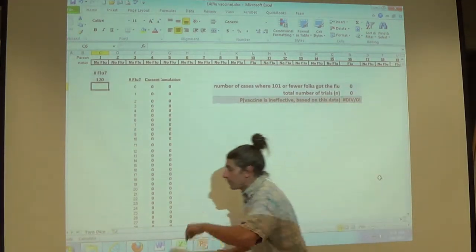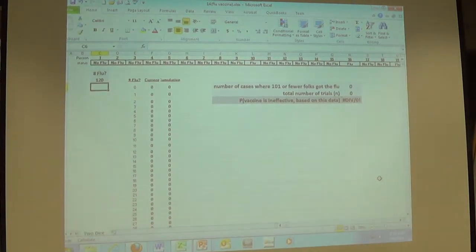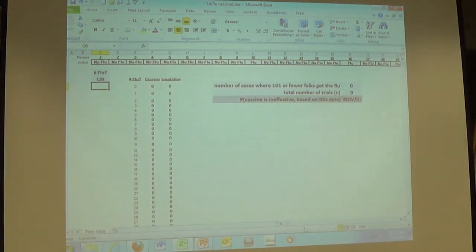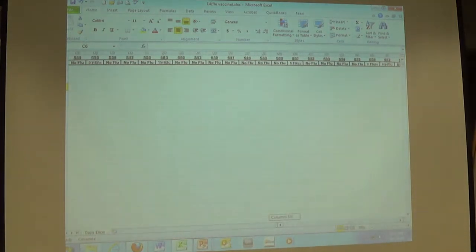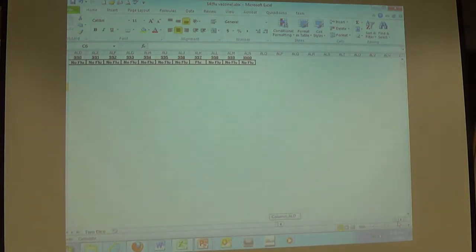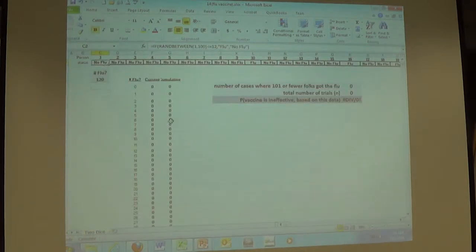So I put 1,000 people, which was the size of our sample. Remember, our sample in this study was 1,000 people. If you scroll across this, you'll see 1,000 people. Now look at the command in each of those cells and see if you can process what it's doing. Like I said, I'm going to have a quiz built around this so you can look at it more carefully. It says, if RAND between 1 comma 100 is less than or equal to 12, then write flu. Otherwise, write no flu. Where does 12 come from?